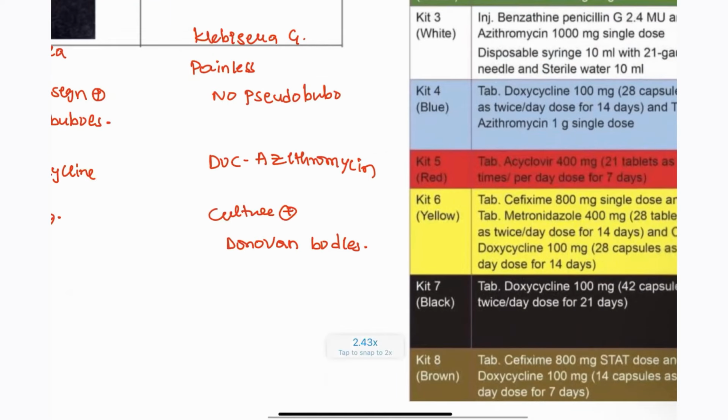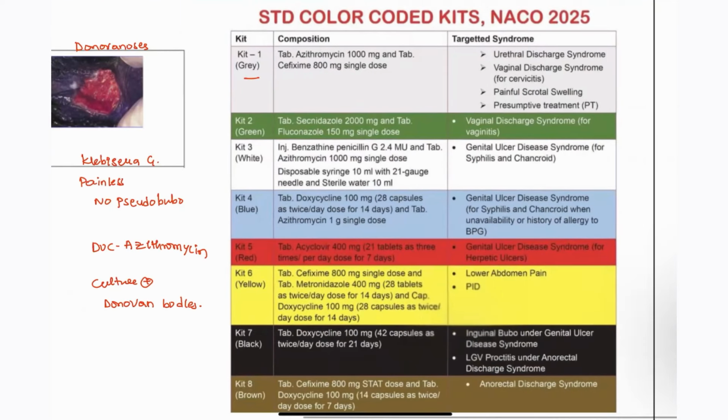Next, coming to the STD kits. Kit 1 is in green gray color, usually given for patients with urethral discharge, vaginal discharge, and scrotal swelling. And what is the drug? Azithromycin and cefixime. Next, kit 2 green, which will be given for vaginal discharge only, for vaginitis. And secnidazole or fluconazole will be given for this patient.